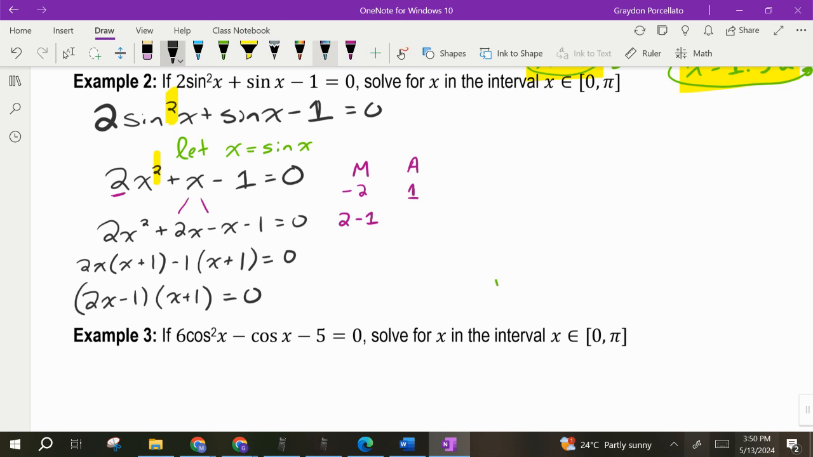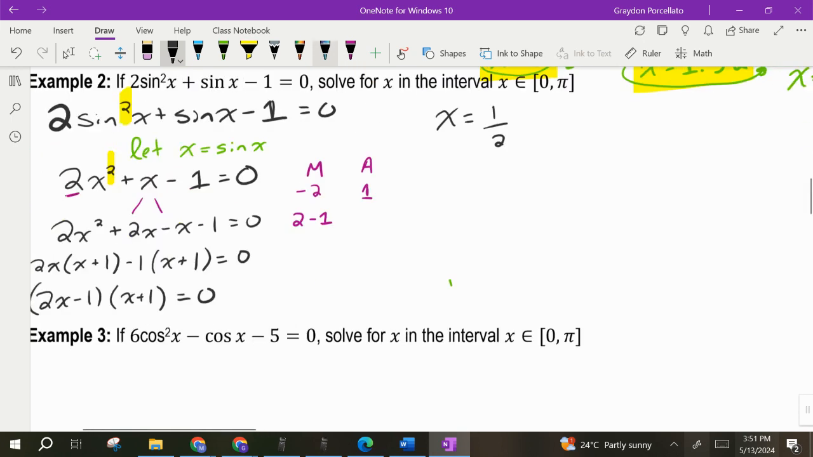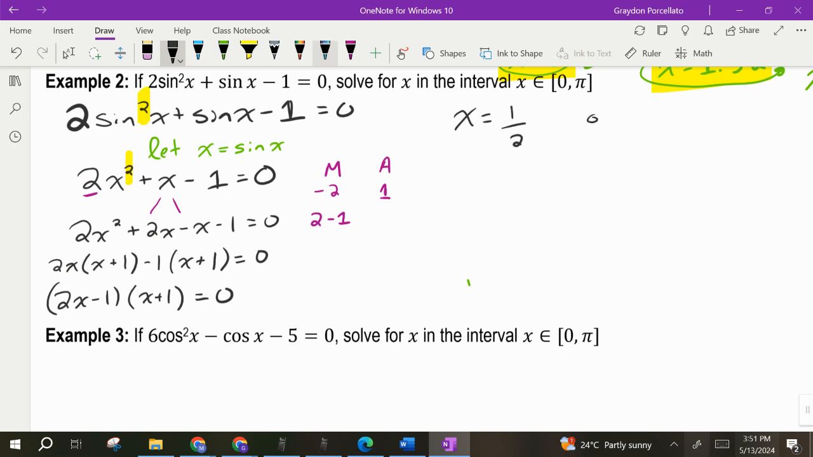So what are my solutions? Well, my solutions then are either x equals 1 over 2 or x equals -1. Okay? So now remember, we let x equal sine x. So I'm going to sub that back in. So I get sine x equals 1 over 2. I'm going to solve this.